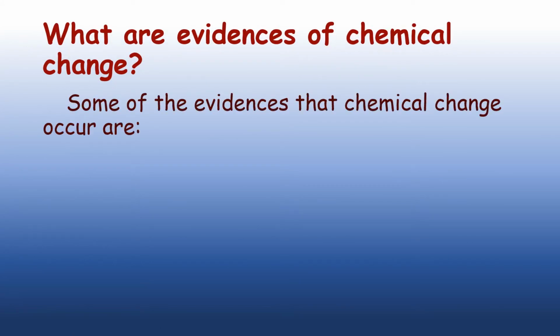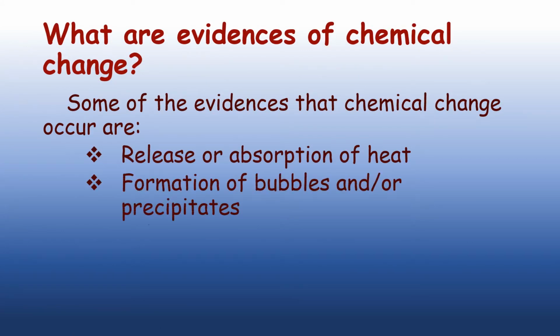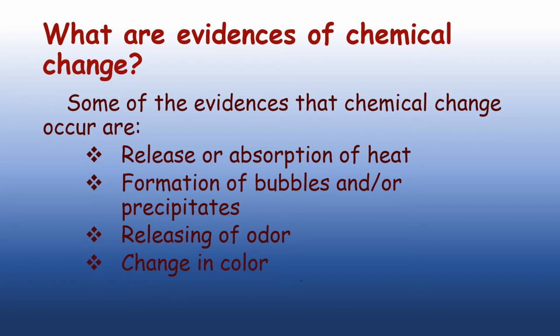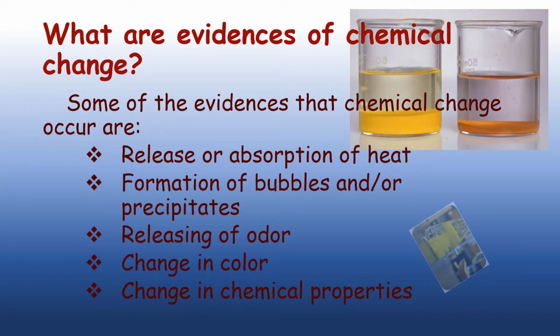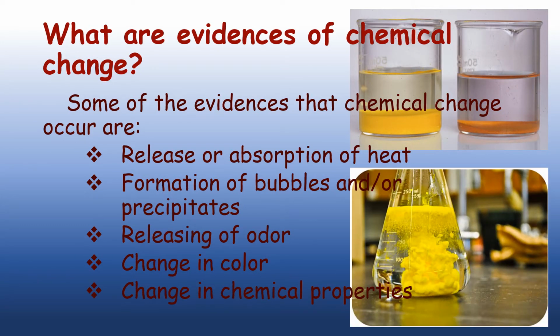What are evidences of chemical change? Some of the evidences that chemical change occur are: the first one is the release or absorption of heat. This occurs even without the actual exposure of the substances to heat and or cooling agents. The second one is the formation of bubbles and or precipitates. Precipitates, these are solid substances that form at the bottom of the container.